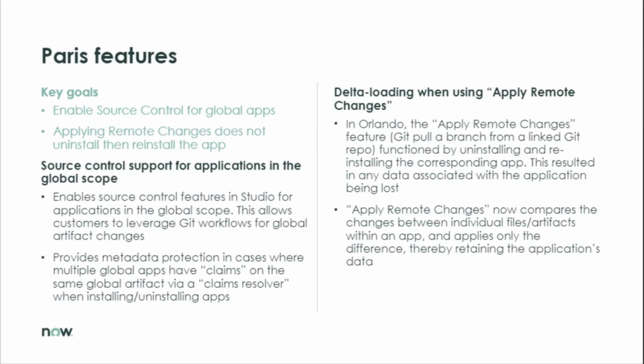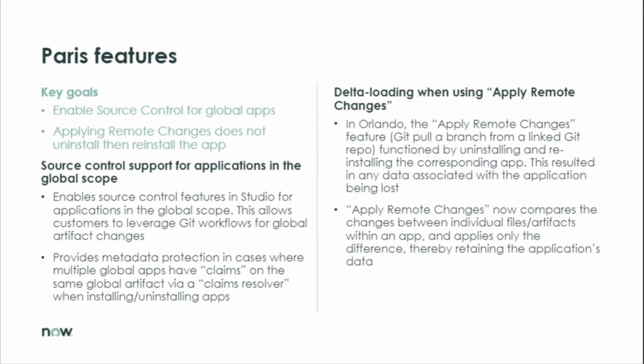In Paris, the top goal for us was to enable all of those features, but for global apps in particular, which is the bulk of the development work for our customers. So we provide a feature called metadata protection, which enables you to define claims for a set of records, global records for a global app.